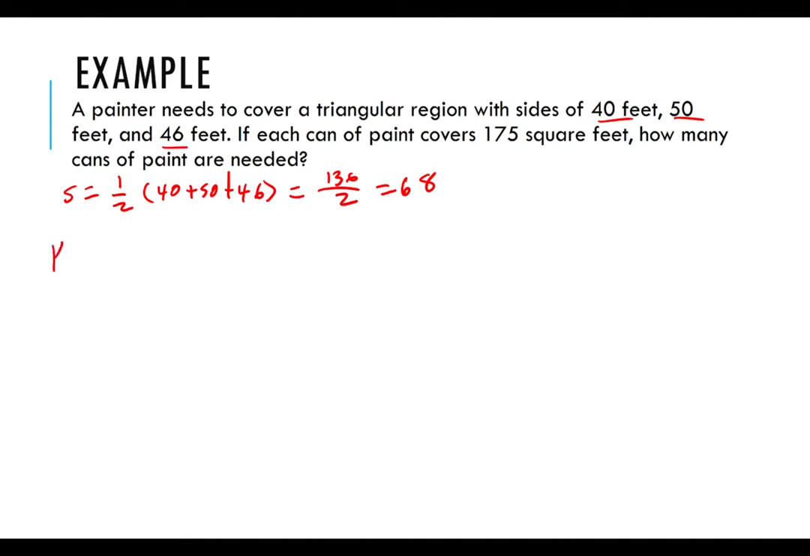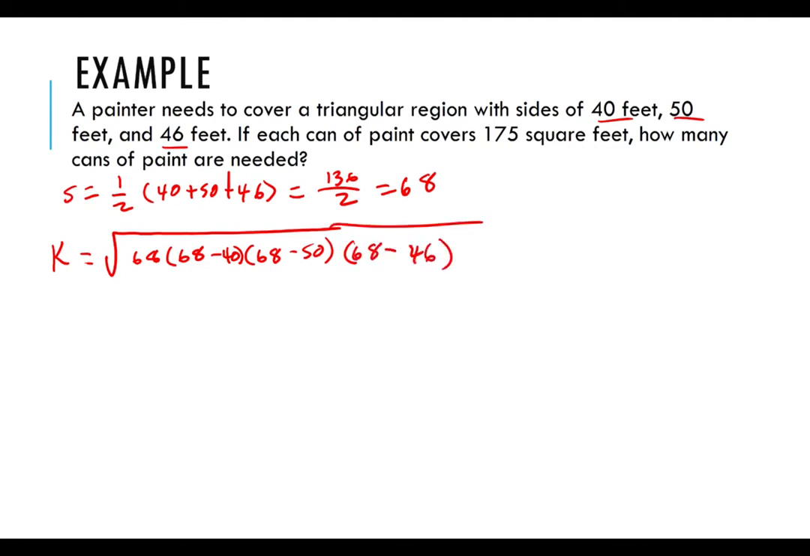Then Heron's formula tells me that my K is going to be equal to the square root of the semi-perimeter times semi-perimeter minus each side. So minus 40 times semi-perimeter minus 50 times semi-perimeter minus 46, all square rooted. And I get that the area of this triangular region being discussed is 868.32 feet squared.